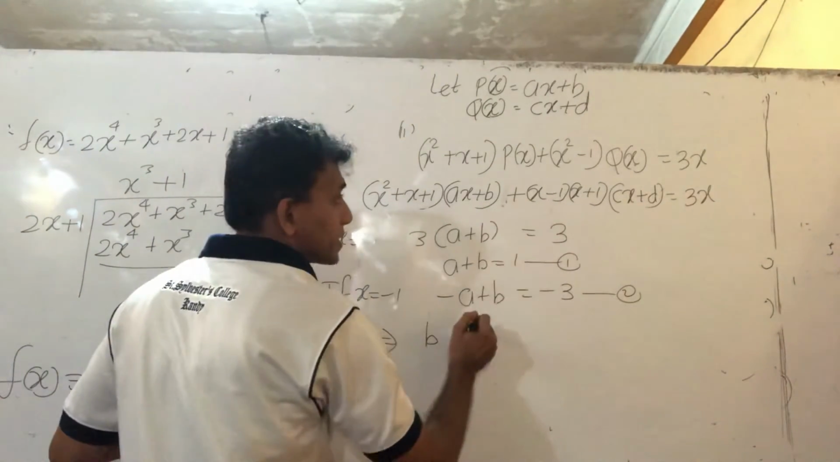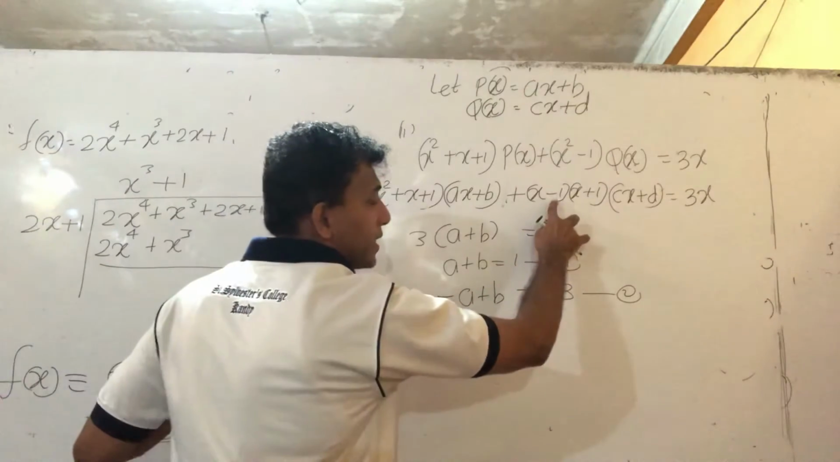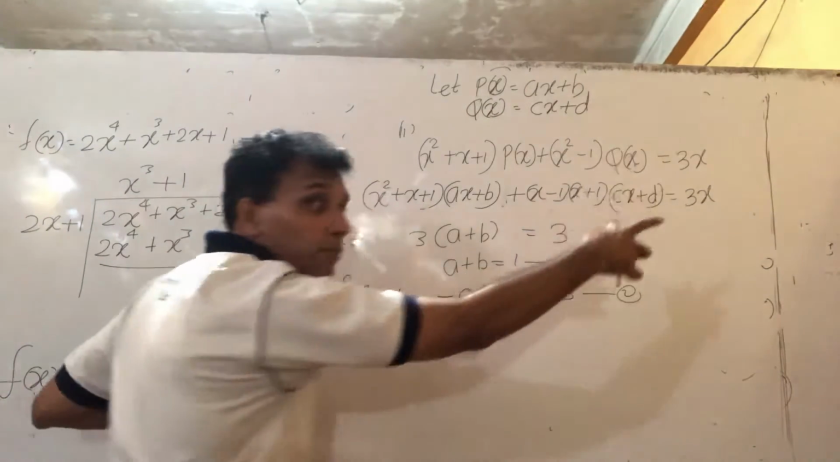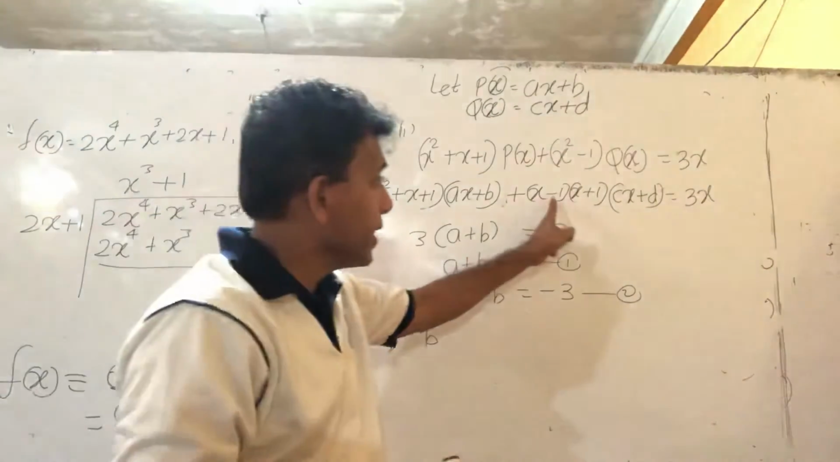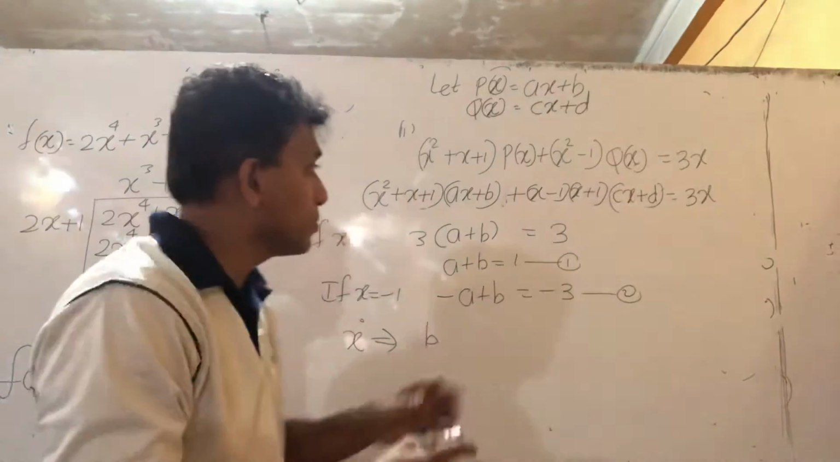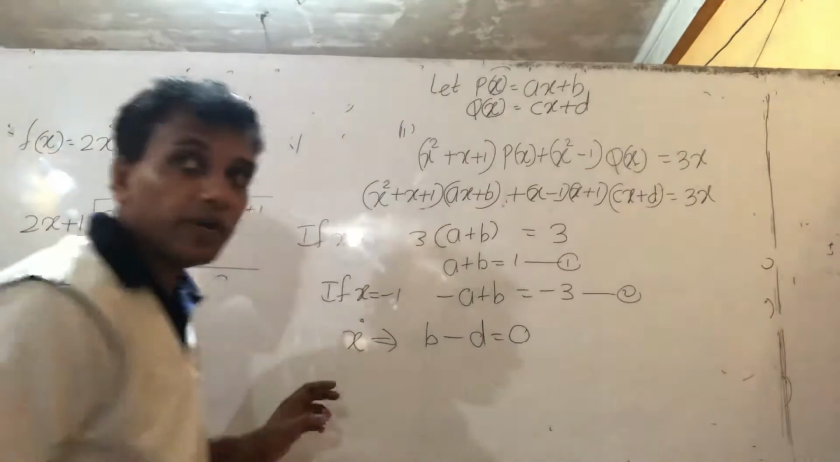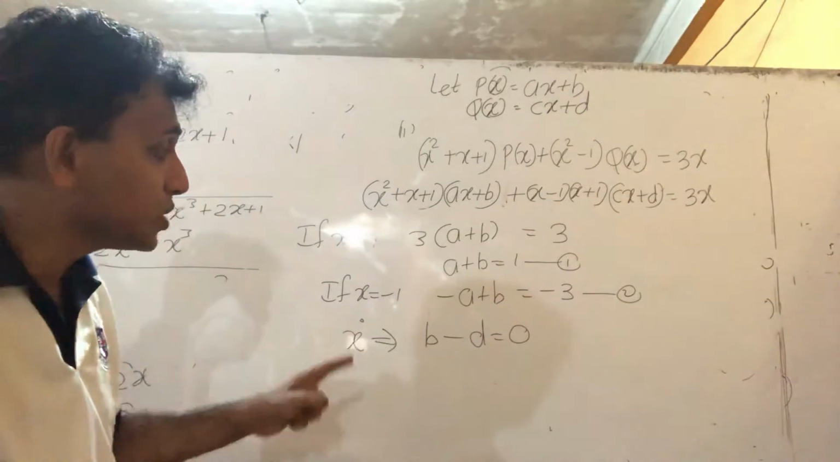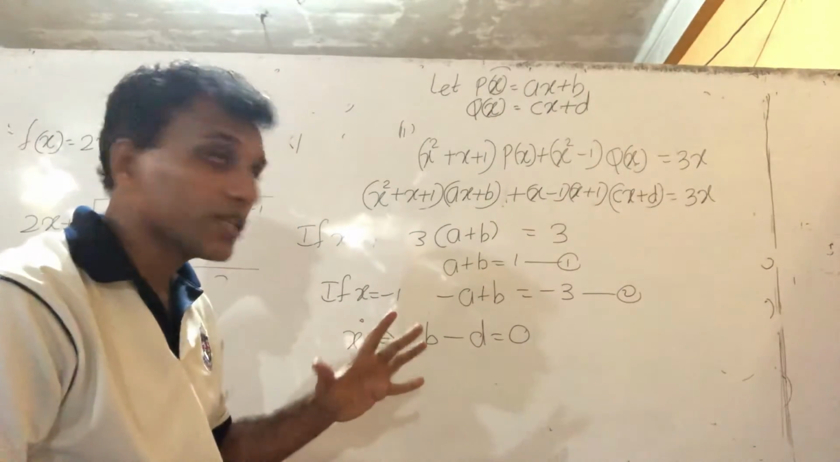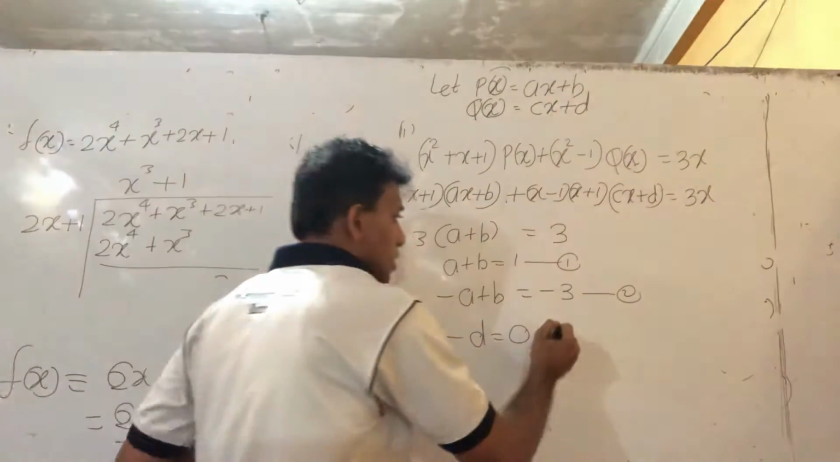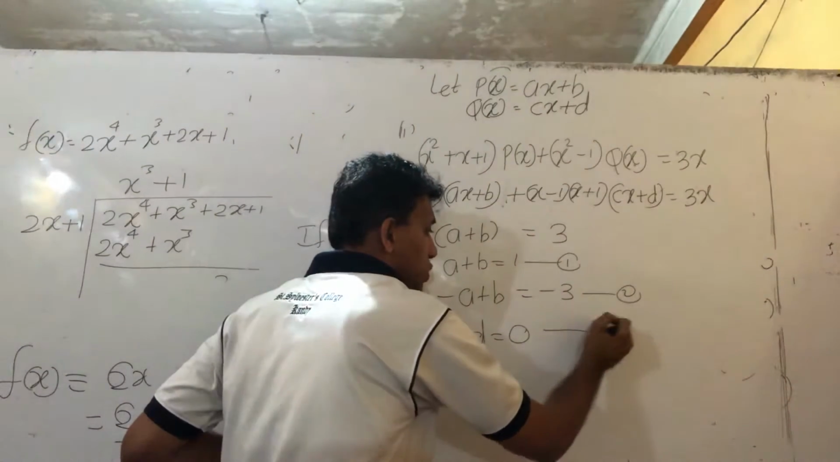Here that's all plus, come here, minus into plus into d. Multiply everything. What happened? Minus 1 and plus d. If you multiply, that is minus d. Check it. So b minus d equal to 0 if we equate the constant part, right? This is your third equation.